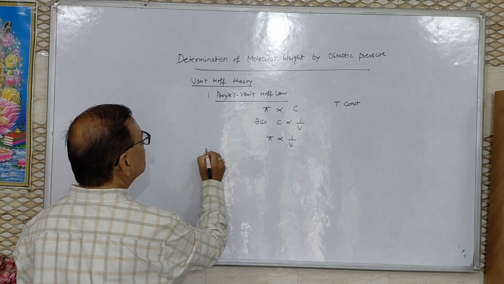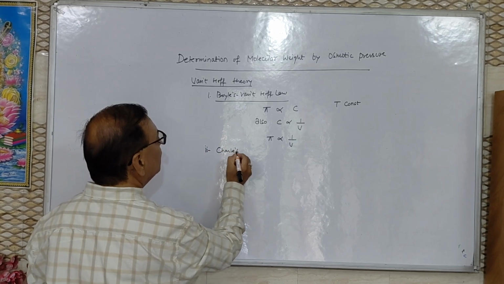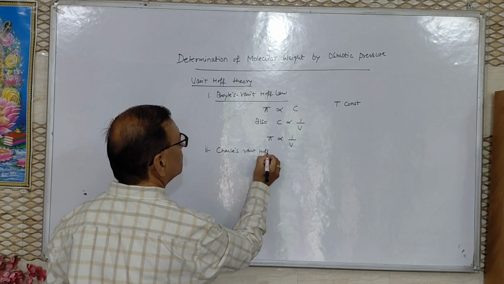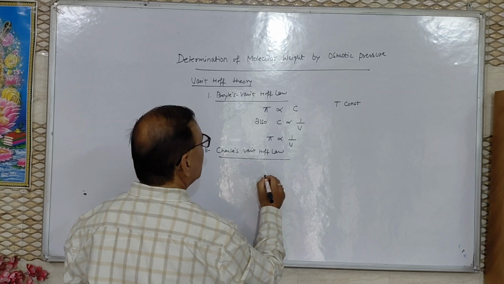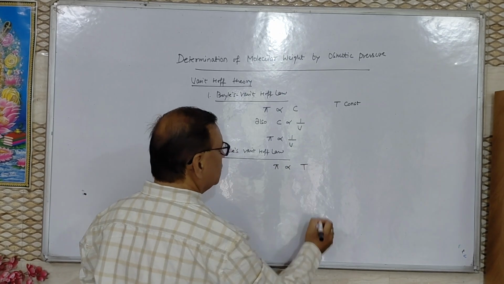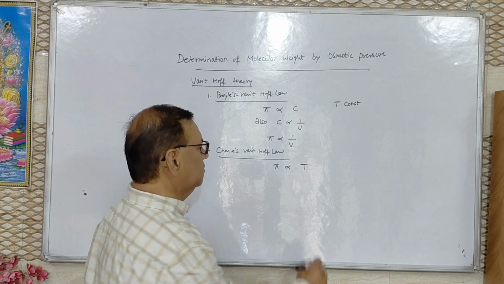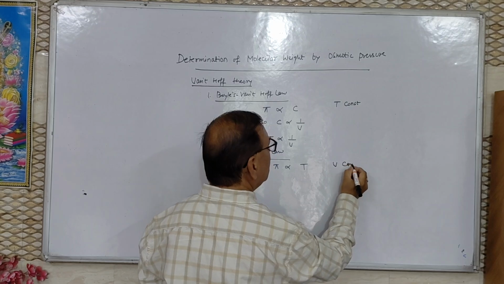Second is Charles Van 't Hoff law. According to this law, osmotic pressure is directly proportional to the absolute temperature when the volume remains constant.